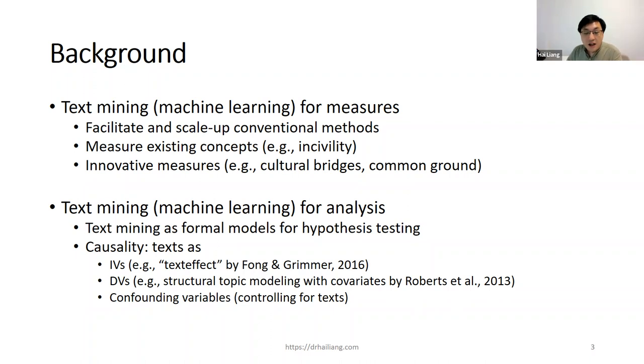The second line of research is about using text mining for inferential statistics. You can understand it this way: we use machine learning or text mining models formally for hypothesis testing, not just to measure a construct. If you are familiar with regression models, you use a regression model to test hypotheses, to test the relationships among variables. Similarly for text mining, and in particular machine learning, we can use those models for hypothesis testing. This is not so popular.